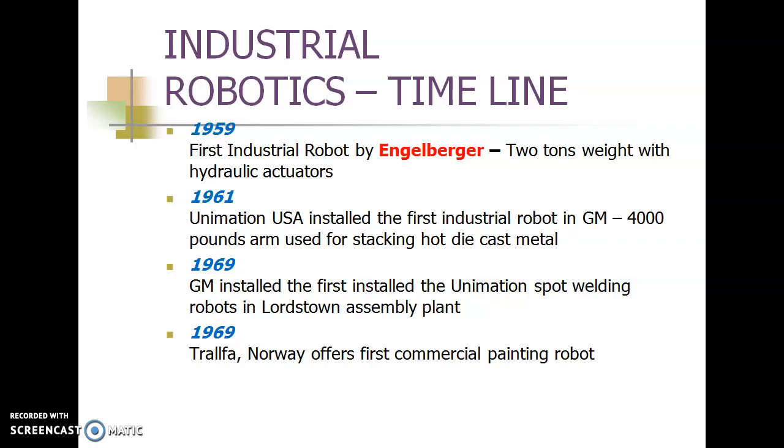That happened in 1969. The same year, Trallfa, Norway offered the first commercial painting robot. So it was a development from the spot welding robot. When we compare it with the spot welding robot, the spray painting robot needs much better control because it requires continuous path control. Such a breakthrough happened in the same year, 1969.